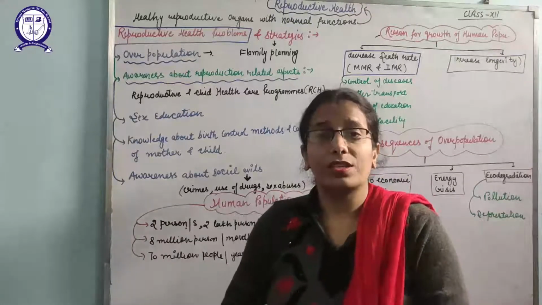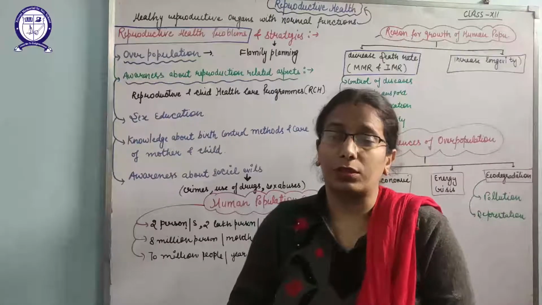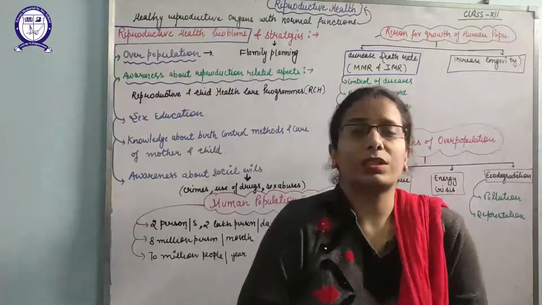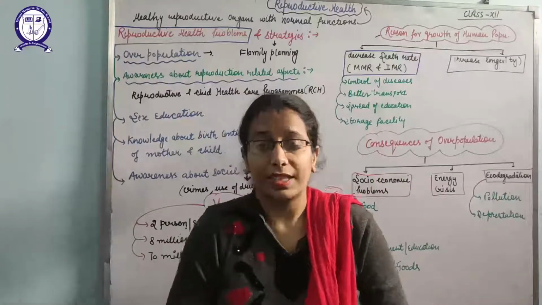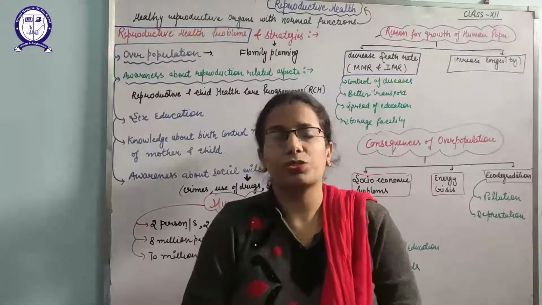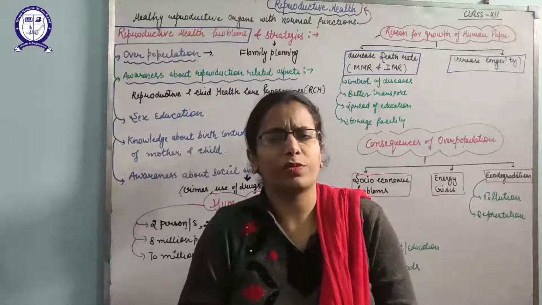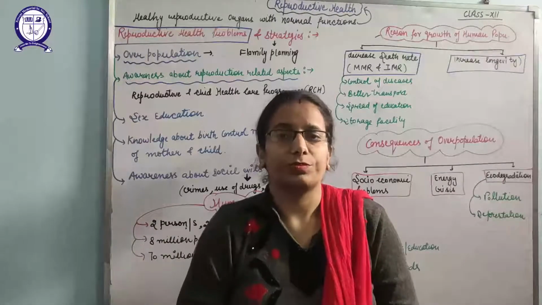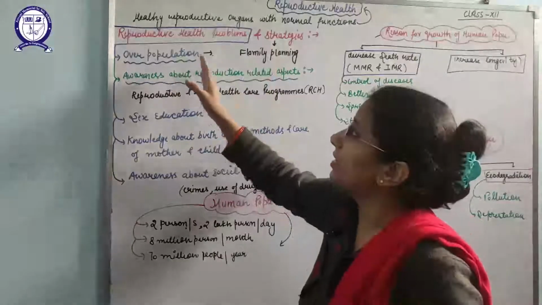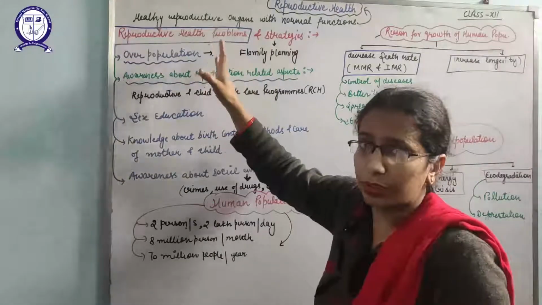If a person has one child, that is fine, but if the person gives birth to 6 to 7 children, that will lead to the sacrifice of these facilities. That means the person is not able to give a proper life and proper facilities to their children. So overpopulation is the main problem creating reproductive health related problems.